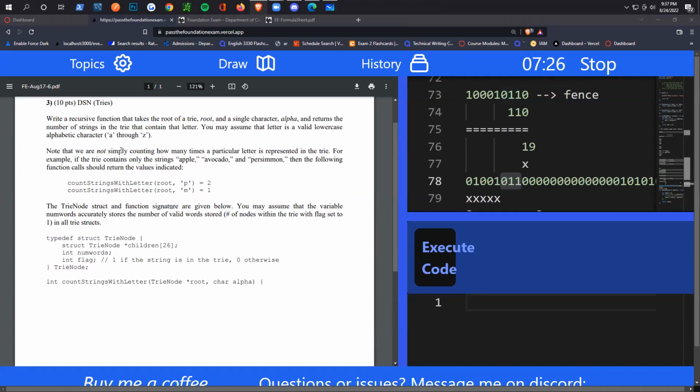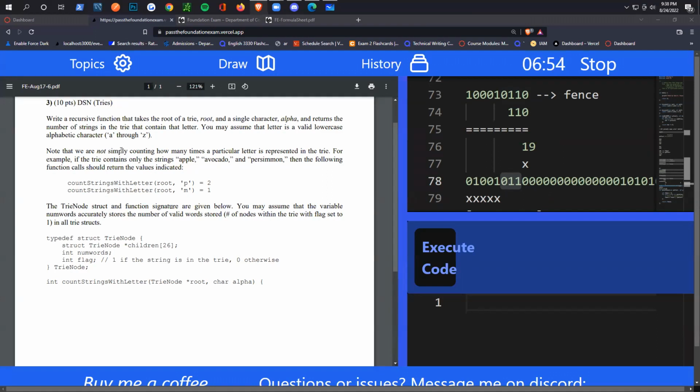Okay, so write a recursive function that takes a root, trie, and a single character alpha and returns the number of strings in the trie that contain that letter. You may assume letter is a valid lowercase alphabetic character A through Z. Note that we are not simply counting how many times a particular letter appears in the trie. For example, if the trie contains the strings apple, avocado, and persimmon, the function calls return P equals 2 and M equals 1.